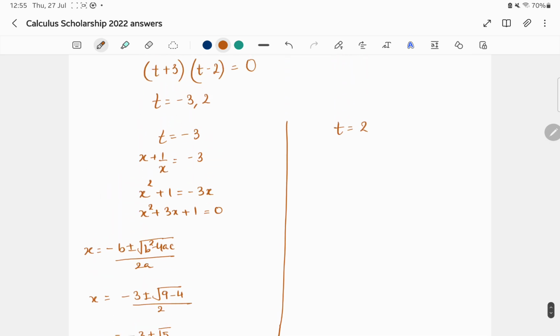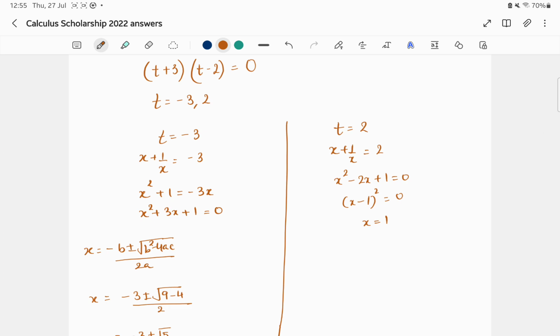Let's stay there, and now let's do the same for t is equal to 2. So we will have x plus 1 over x is equal to 2. x squared minus 2x plus 1 is equal to 0. That's pretty simple. It will become x minus 1 whole squared is 0. So x is equal to 1. Cool. So two values of 1.